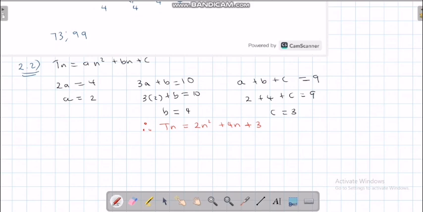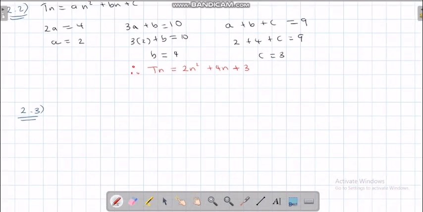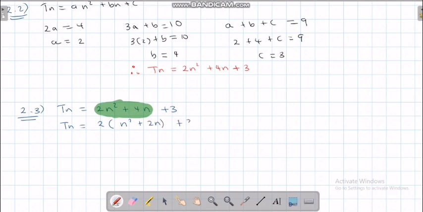For odd, 2.3, I'll use the general term to prove that T_n is 2n squared plus 4n plus 3. I see a common factor on the first two terms. So I'll take out a common factor of 2, then I'll be left with n squared plus 2n, plus 3. So now, what do you notice?